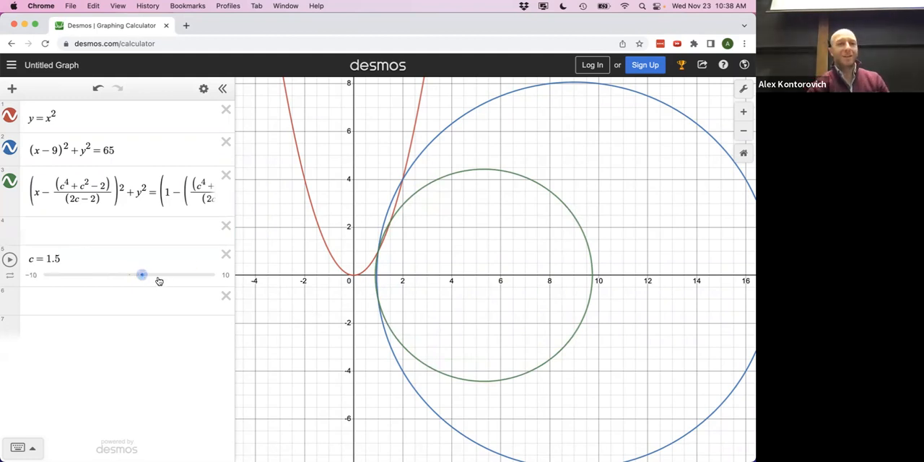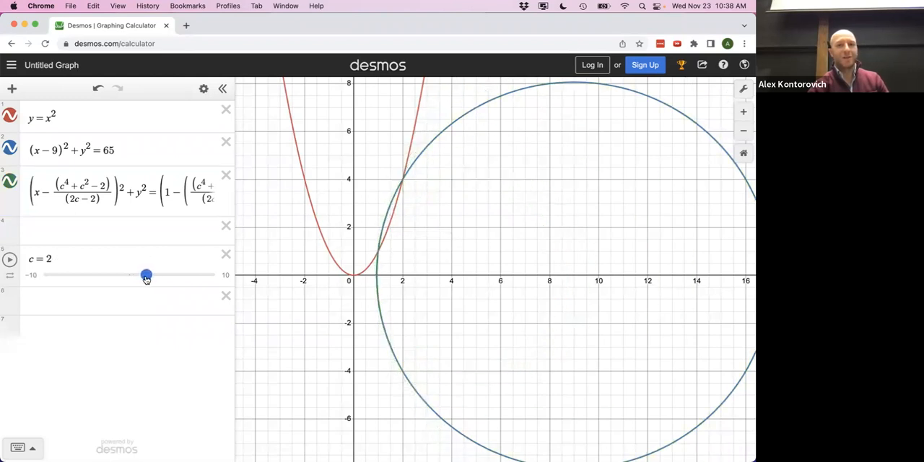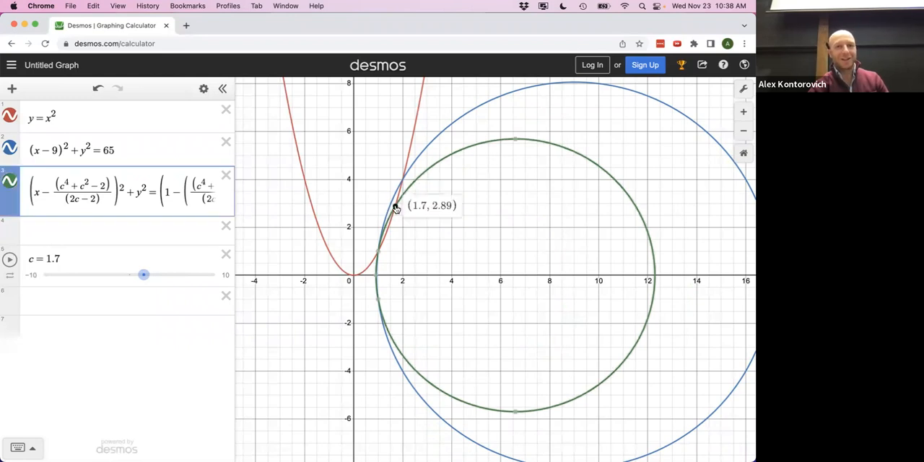Look at what we've done. As we move the slider along, for any value of c, say 1.4, this point where they touch, one of the points is 1, 1. The other point is 1.4, and the square of 1.4 is 1.96. You see what we've done? We made a general version of what we did when c is equal to 2. We found a circle that passes through that point and touches this parabola at the prescribed value c. c is 1.7. Here's the 1.7. You guys see what's going on?